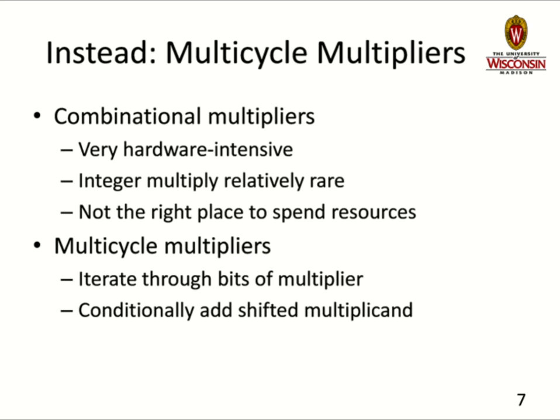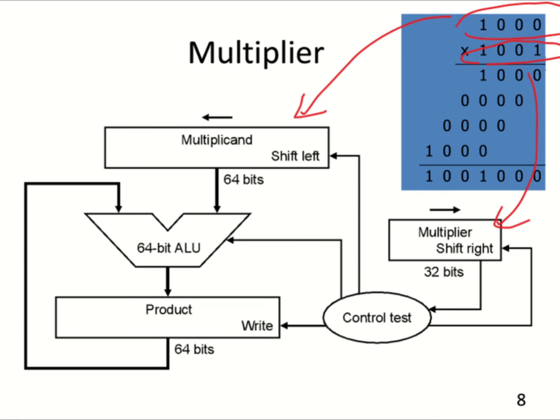So instead of a single cycle combinational multiplier that's very hardware intensive, we instead take multiple cycles to compute each product by iterating through the bits of the multiplier and then conditionally adding shifted multiplicand values to compute the final product. This slide illustrates with a block diagram how this might work.